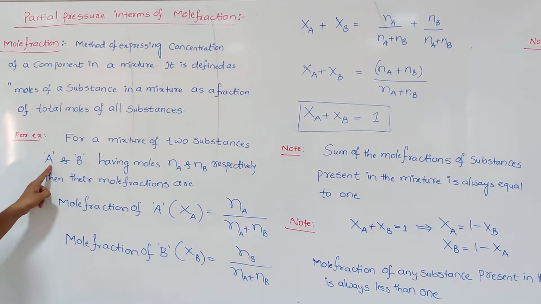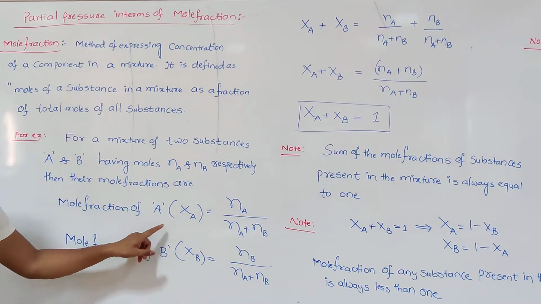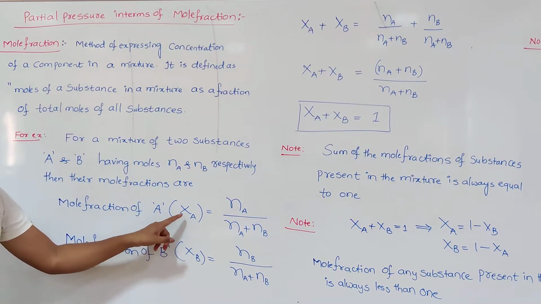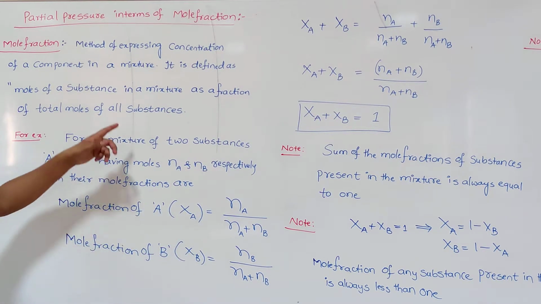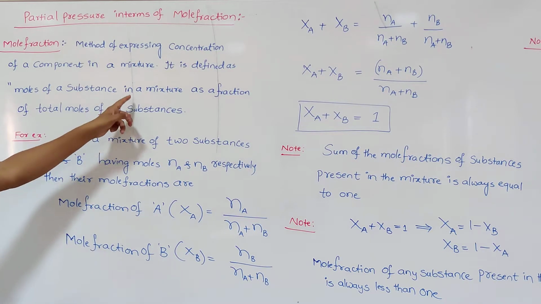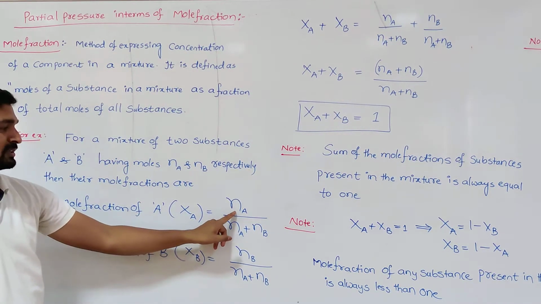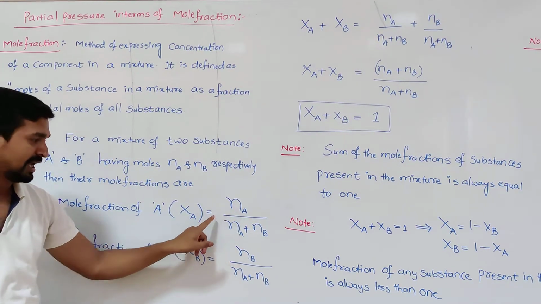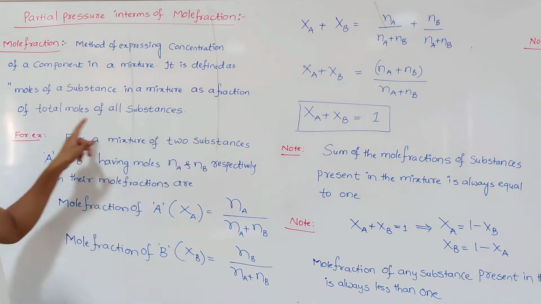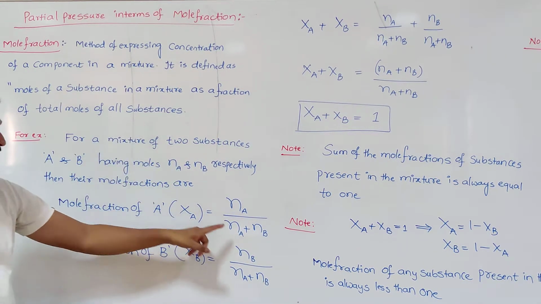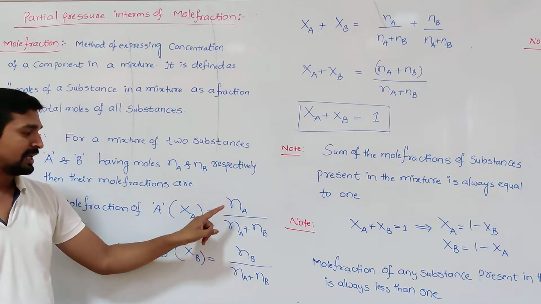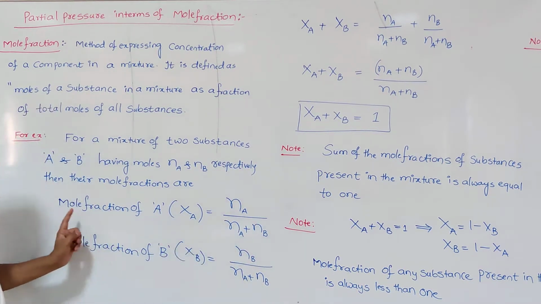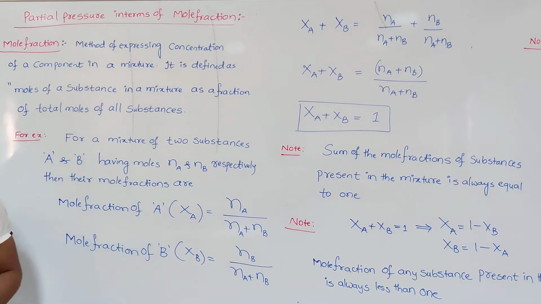Then what is the mole fraction of A? And what is the mole fraction of B? The mole fraction of A is Xa. Generally, the mole fraction is represented with a capital X. Xa is equal to the number of moles of substance A in the mixture, Na, divided by, as a fraction of, the total moles of all substances. Total moles means here two are there, so Na plus Nb. Na by Na plus Nb gives the mole fraction of A.